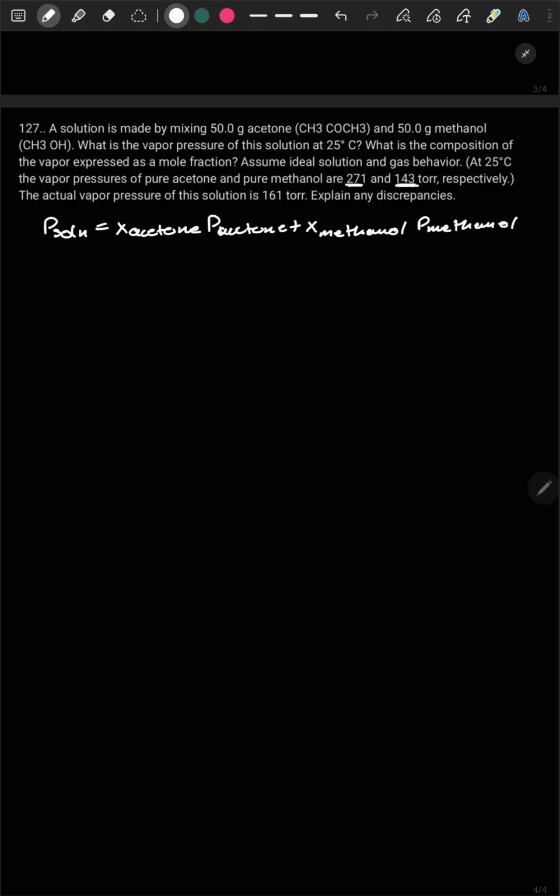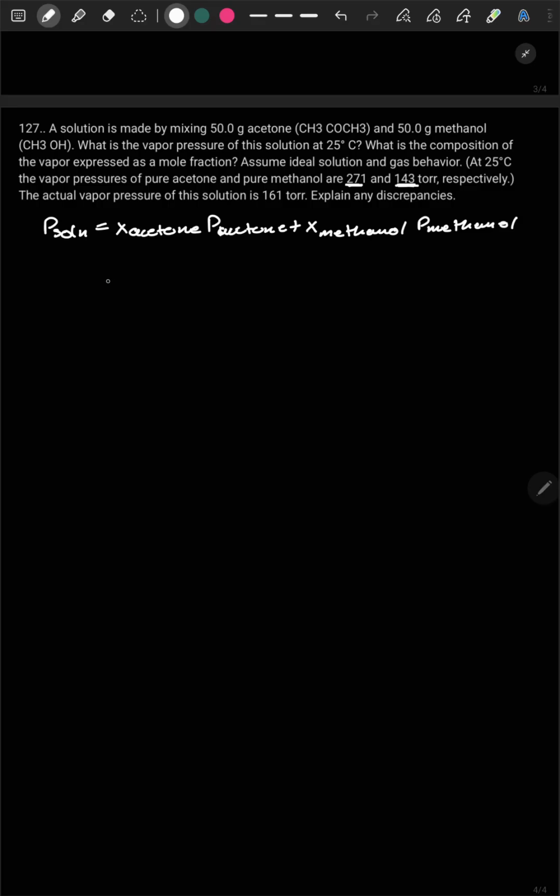So let's see. We need to find the mole fraction because we're already given the pressures and we're trying to find the pressure of the solution. What can we do from here? Well, we know that we have 50 grams of acetone. We have 50 grams of both. So let's assume that we're just going to combine both of them, and that's it. We aren't going to add any water. We aren't going to dissolve it in anything. We're going to treat one as a solvent and one as a solute.